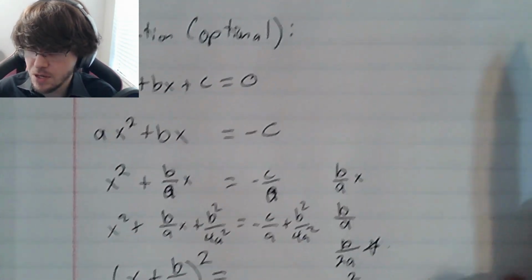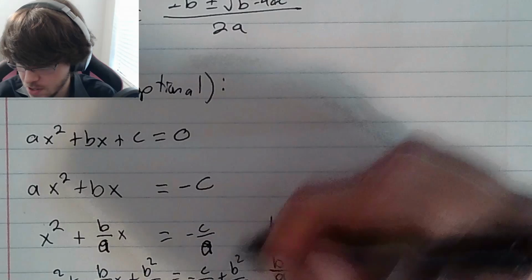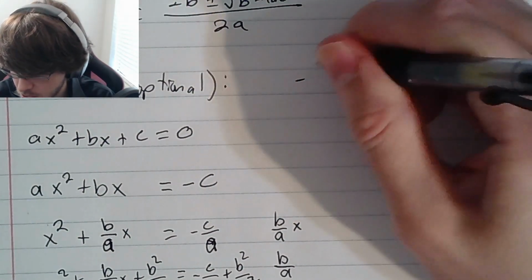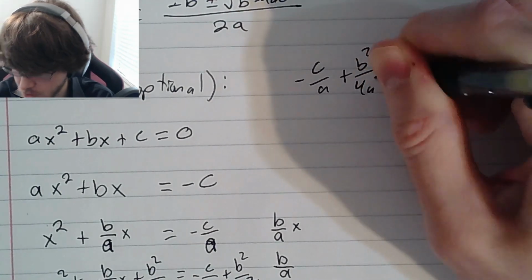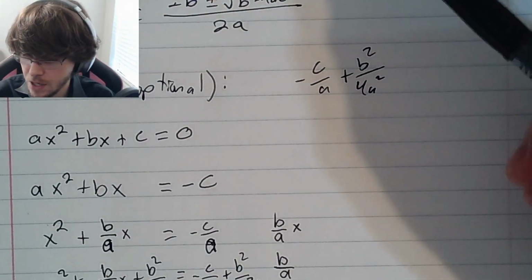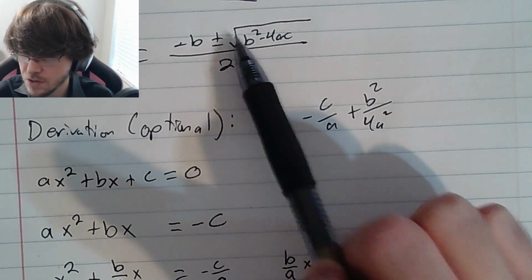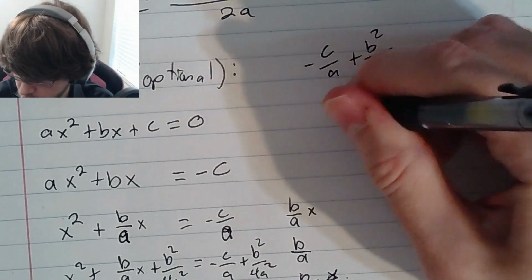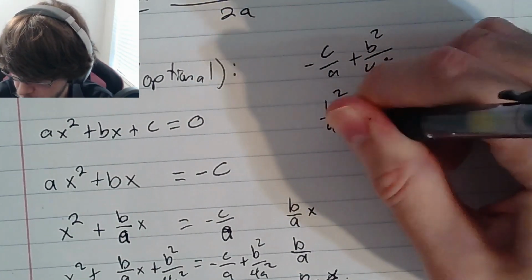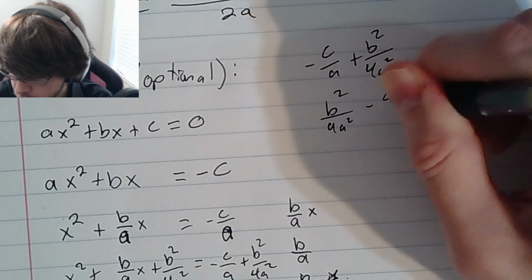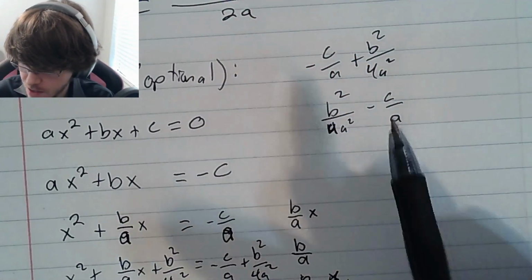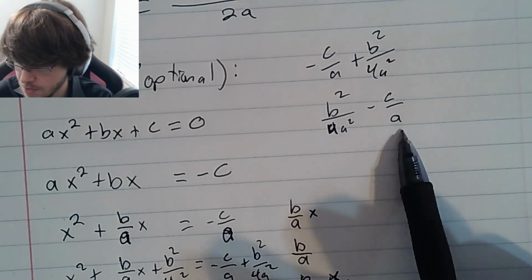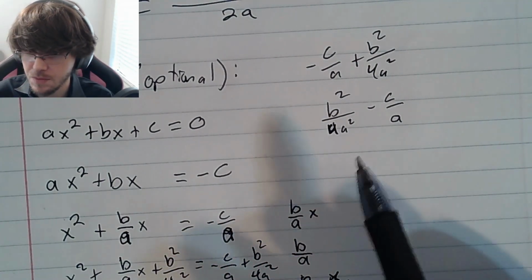So I'm going to do that up here because I'm kind of running out of room. So I got negative c over a plus b squared all over 4a squared. Now, first of all, in the formula above, if you noticed, it was b squared first. So we're actually going to write that b squared in front before we start this. Now, this needs to be a 4a squared and this needs to be a 4a squared.